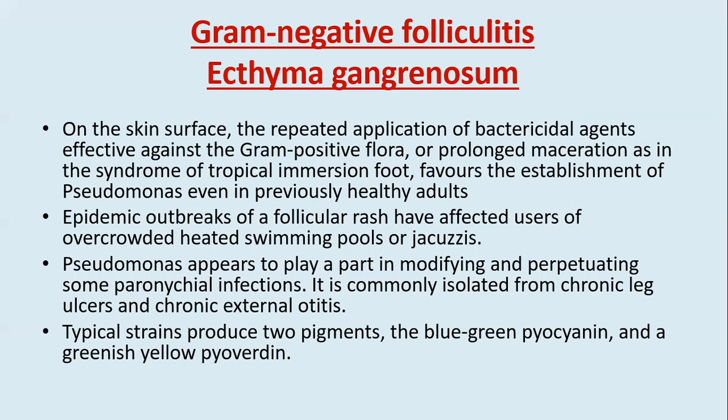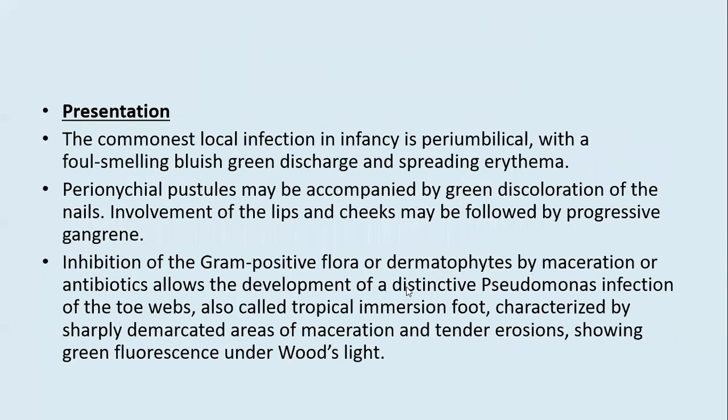Typical strains produce two pigments, a blue-green pyocyanin and a greenish-yellow pyoverdin. So both stains or pigments are greenish. Presentation. The commonest local infection in infancy is periumbilical with foul-smelling bluish-green discharge and spreading erythema.